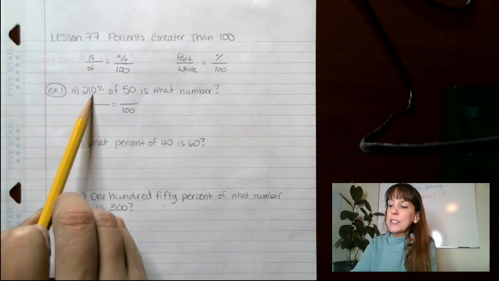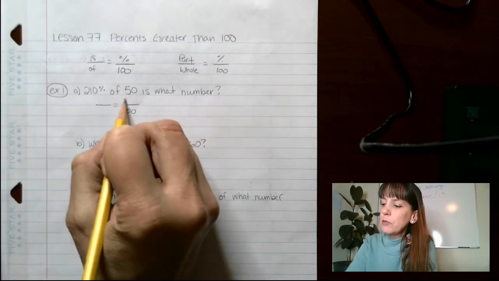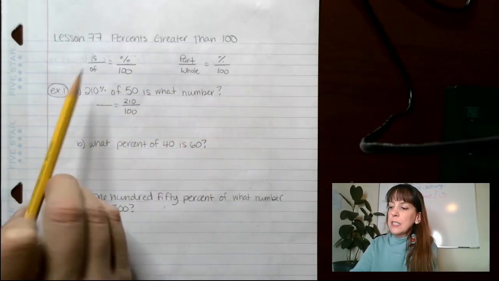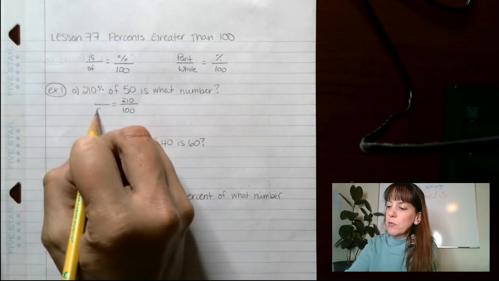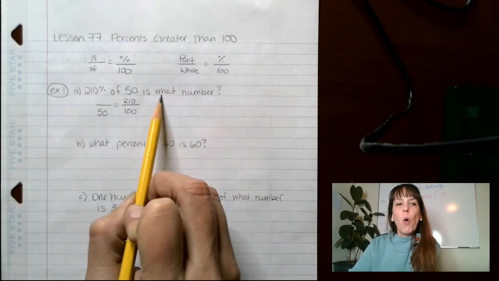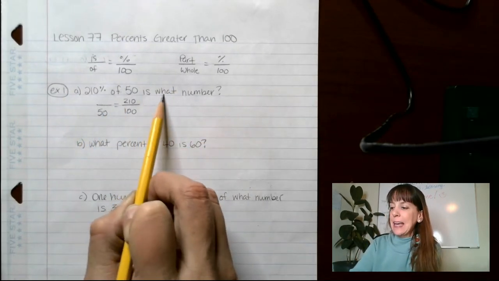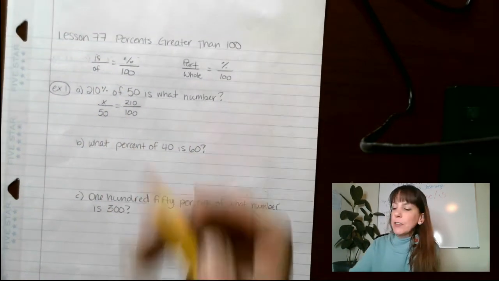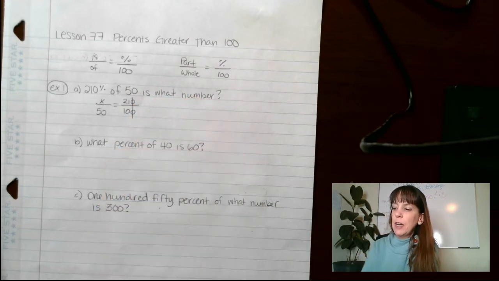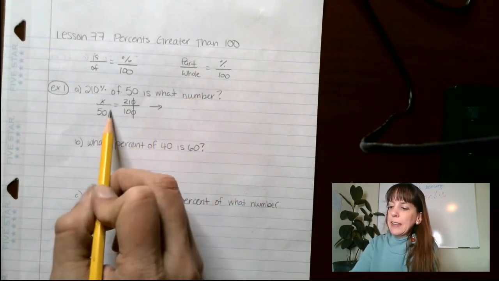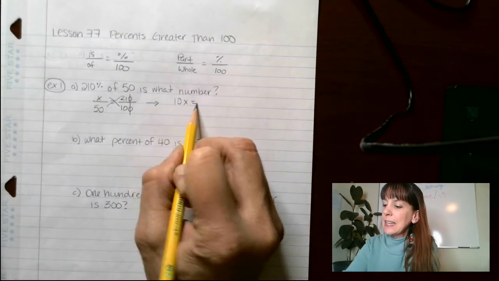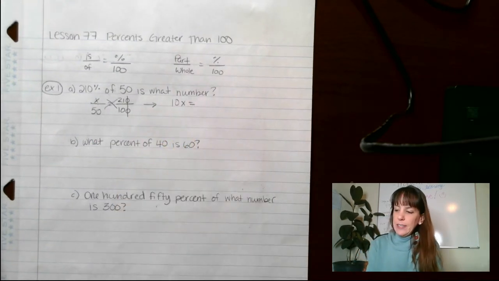We know that the percent goes above the 100, so we're gonna do 210. And then we know that of 50 goes in the denominator here, so we're gonna put it right here. And the word what means X. So is X, is goes in the top part here, so we're gonna put an X here. Make life easier for yourself, lob those zeros off, and now we're gonna cross multiply. This times this equals this times this. So we have 10x equals 21 times 50.